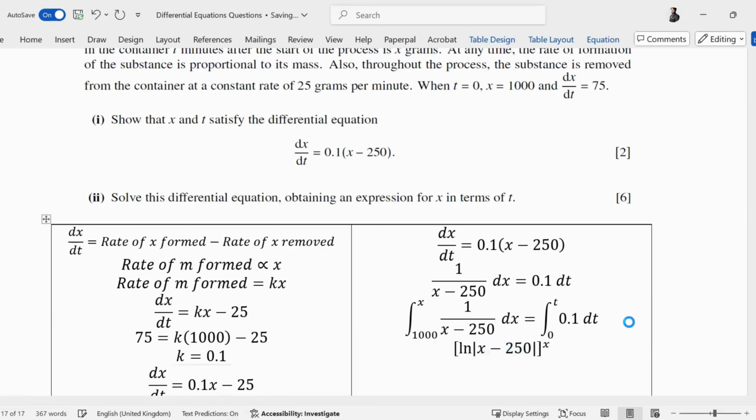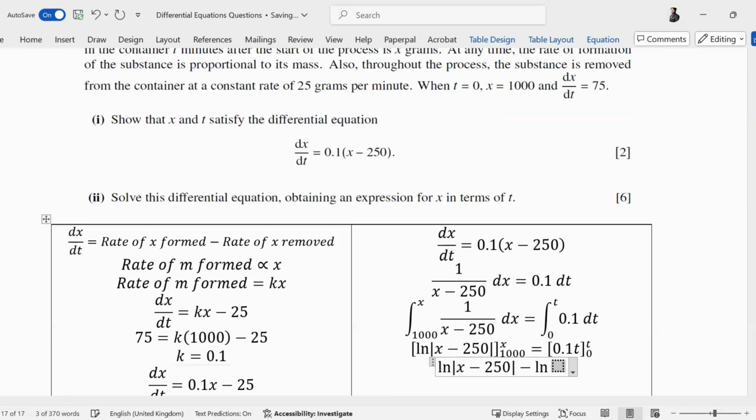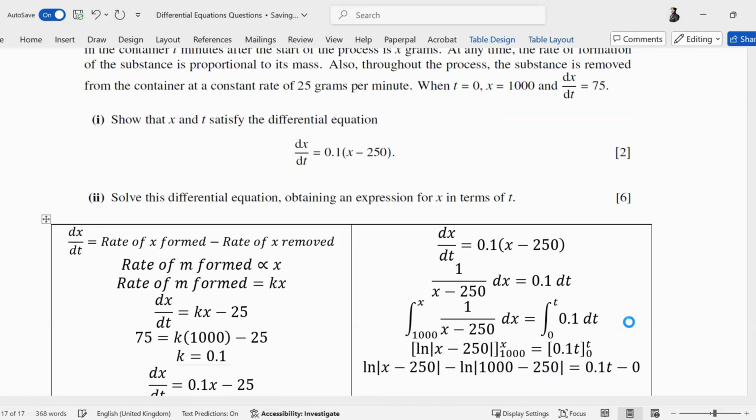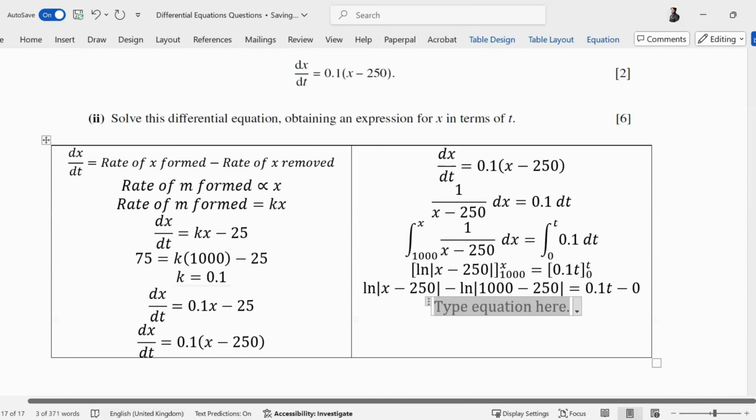The upper limit is x. Then we don't have to write c. The lower limit is 1000. And this will be 0.1 t. The upper limit is the variable t. The lower limit is 0. Now let's apply: ln of x minus 250 minus ln of 1000 minus 250 is equal to 0.1 t minus 0 simply. So this is what we end up with. You don't have to write plus c here. Is this clear? Now what do I need to do?